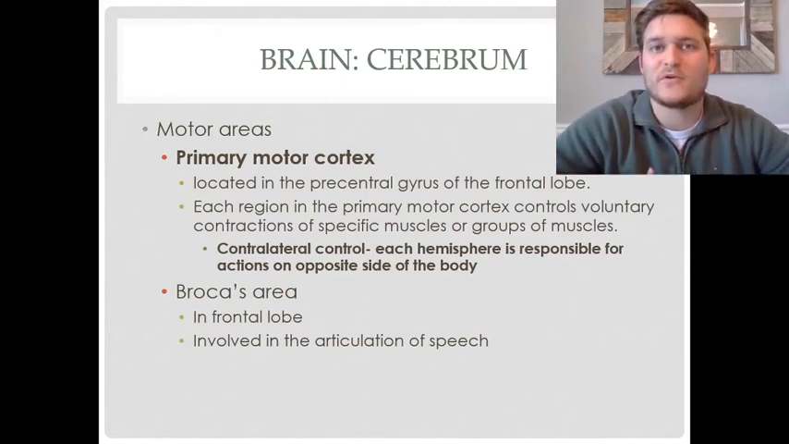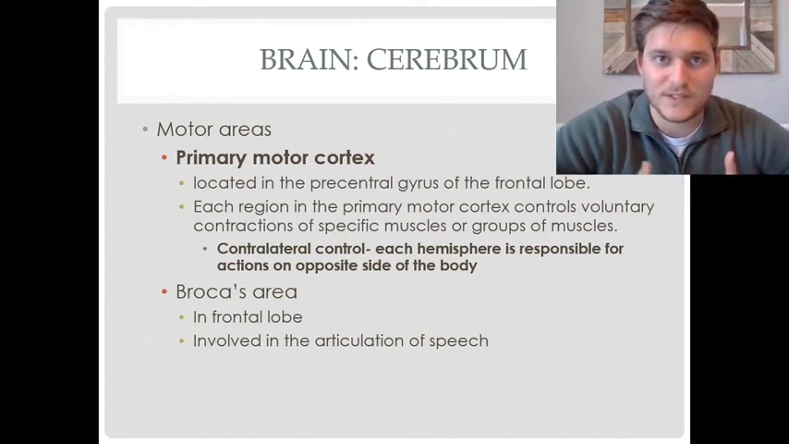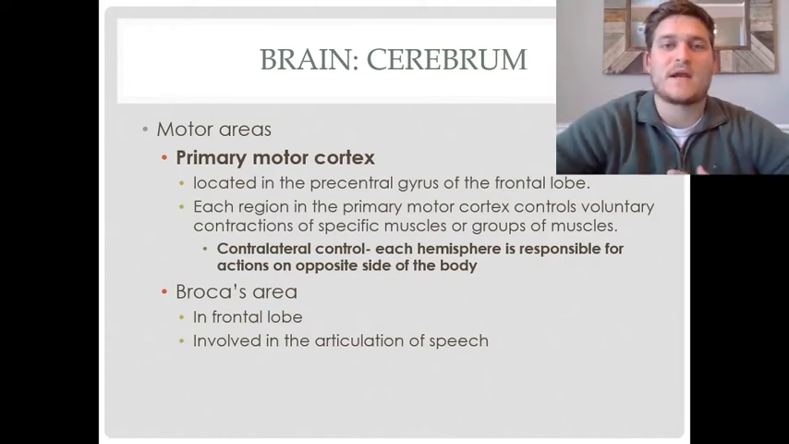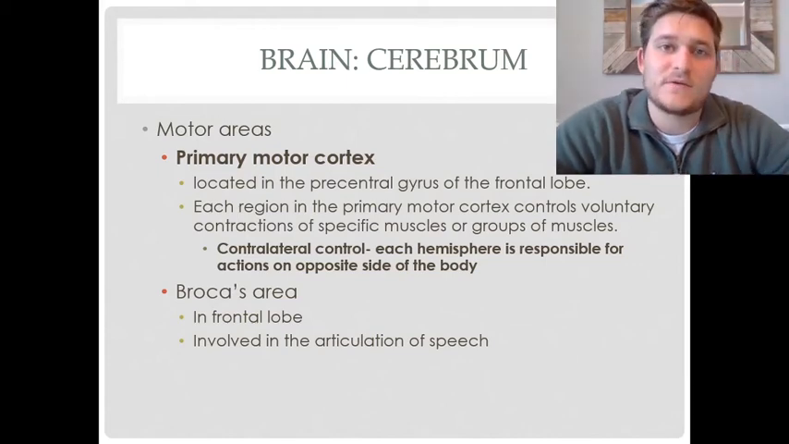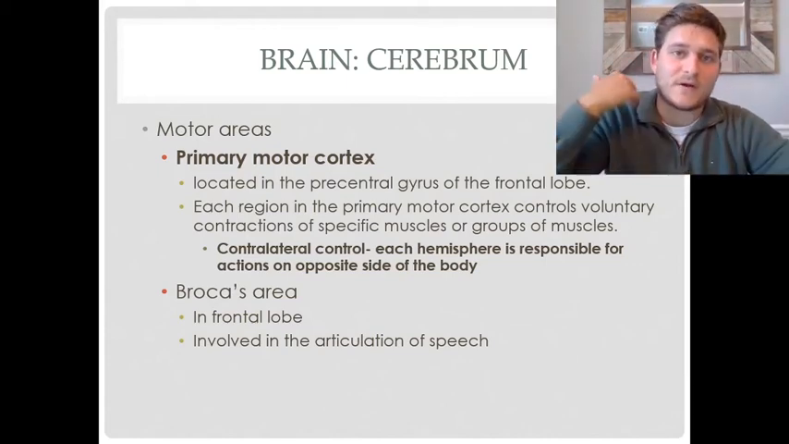We also have motor areas that deal with other functions, such as speech, and one of these areas is called Broca's area, located in the frontal lobe, and it's going to play a role in our language and our communication.